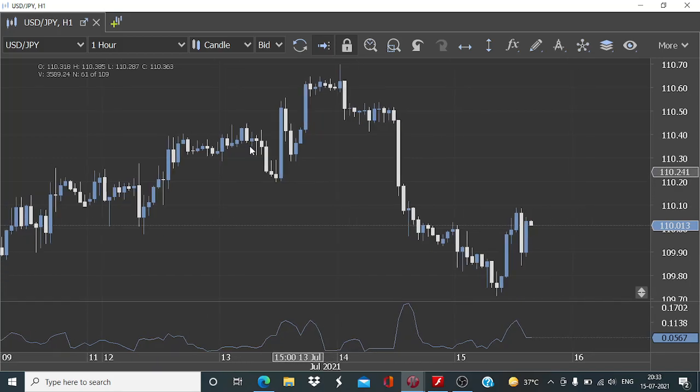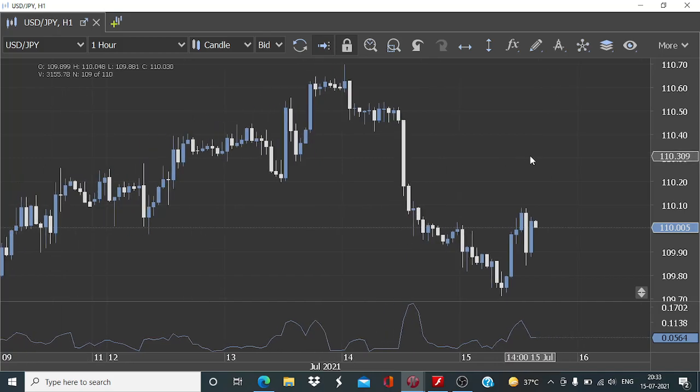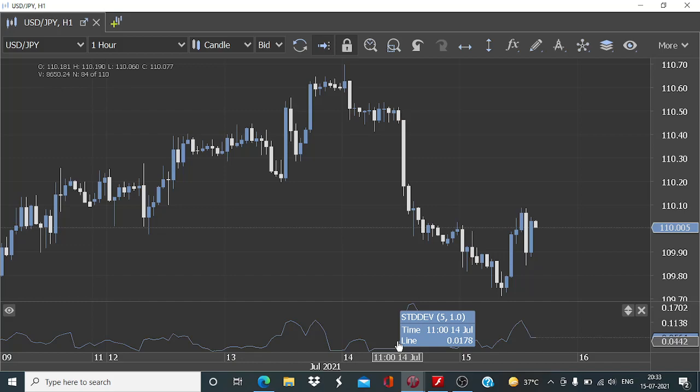So I will take you to the JForex platform, and this is the USD JPY chart. This time around we will use the USD JPY as our default instrument in place of Euro USD, which we mostly use, and we will use these default settings of 5 candle periods and 1 standard deviation from the mean.